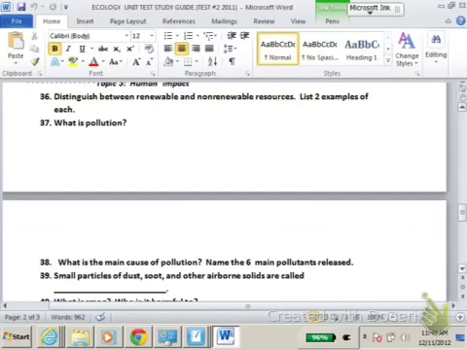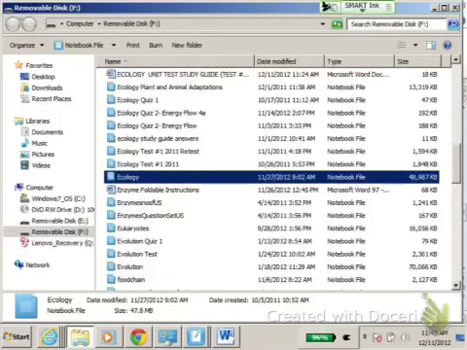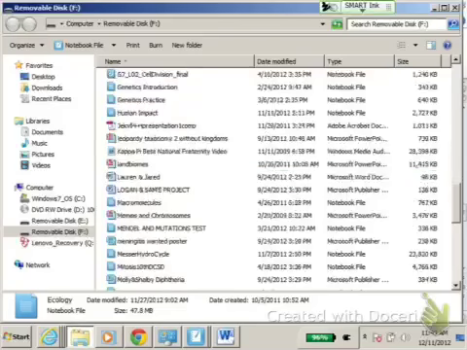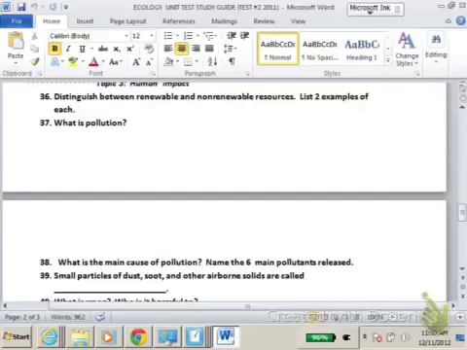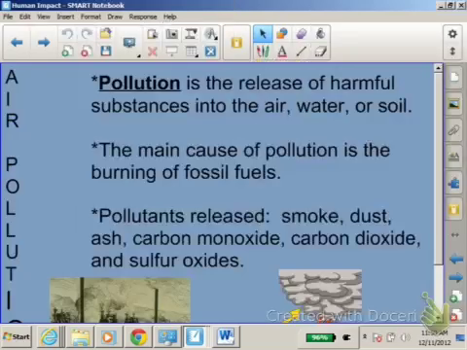38, what is the main cause of pollution? Well, the main cause of pollution is basically the burning of fossil fuels. 38 says, what is the main cause of pollution, and name the 6 main pollutants released. Well, if you look at this, the main cause of pollution is the burning of fossil fuels, and the 6 main pollutants released are smoke, dust, ash, carbon monoxide, carbon dioxide, and sulfur oxides.